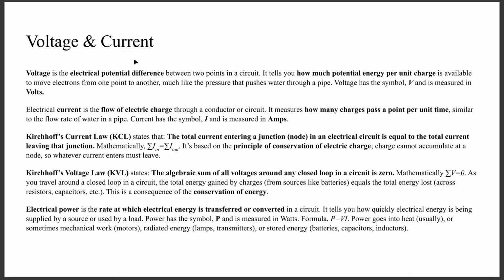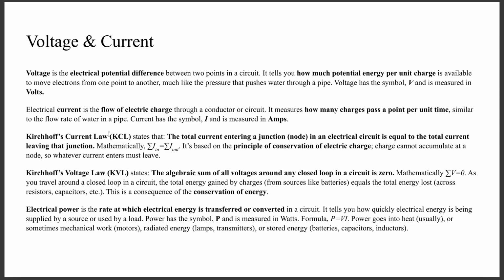Voltage and current. So voltage is the electric potential difference between 2 points in a circuit. It tells you how much potential energy per unit charge is available to move electrons from one point to another, much like the pressure that pushes water through a pipe. Voltage has a symbol V and is measured in volts.